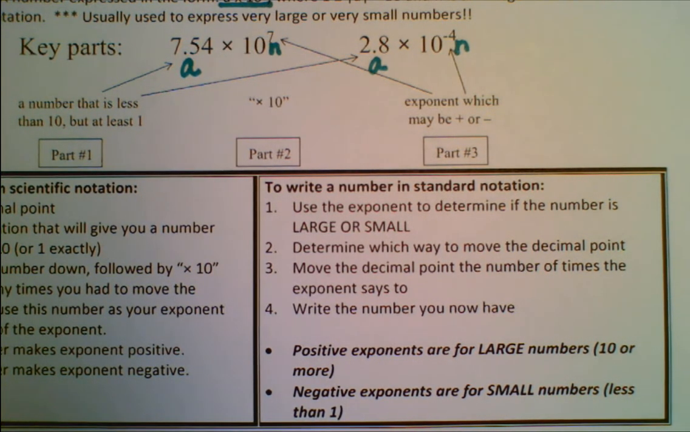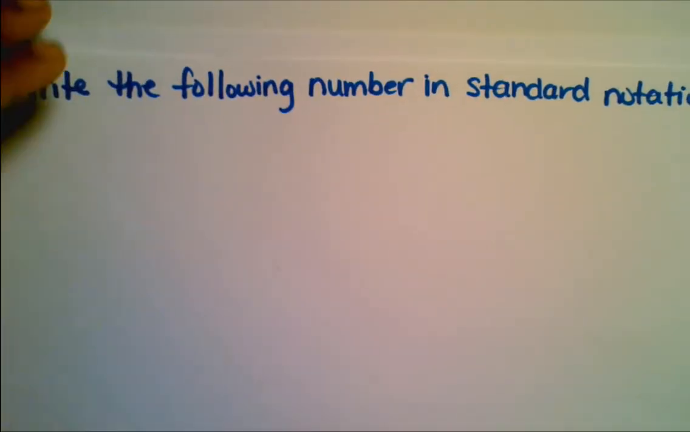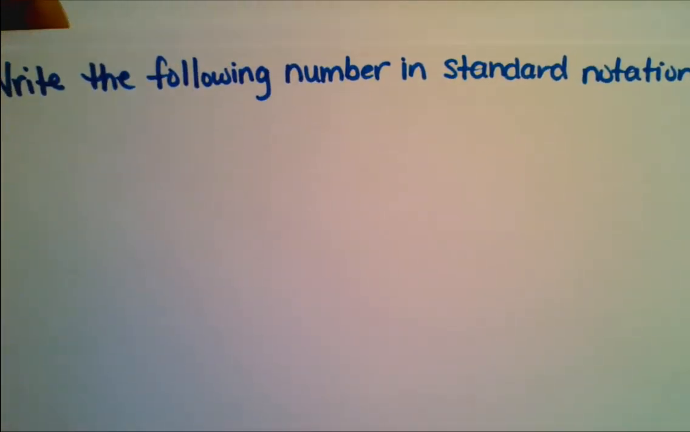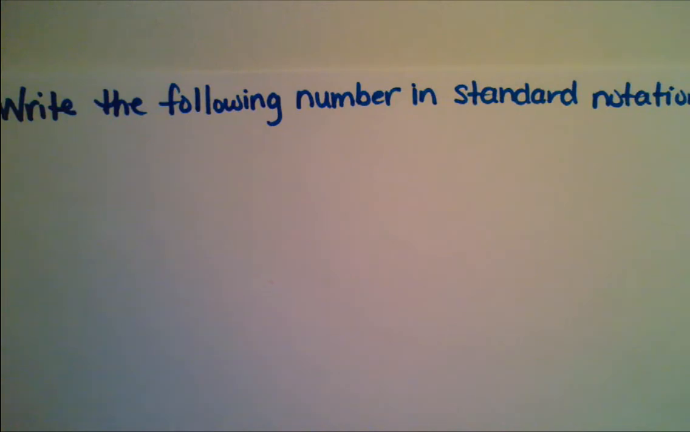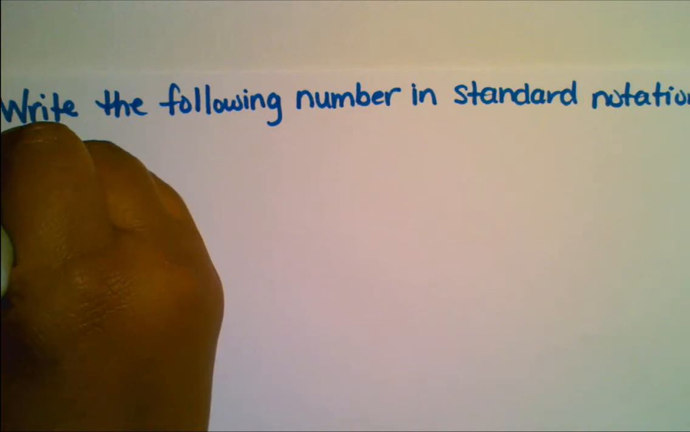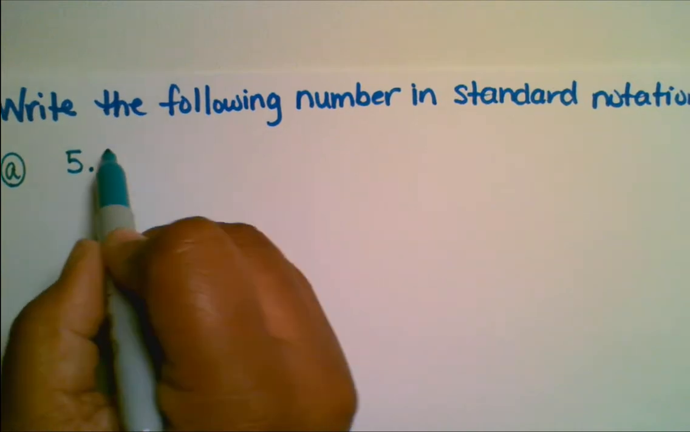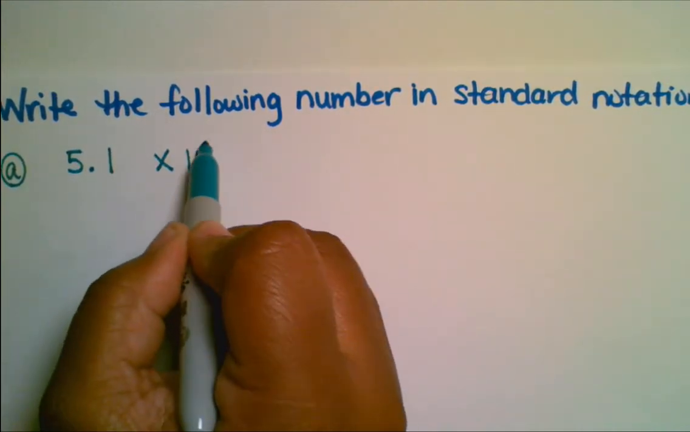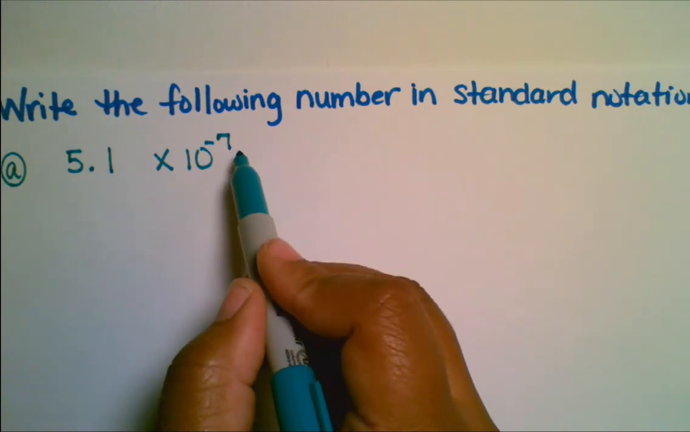So, for example, let's go ahead and do this. We're going to write this number that's in scientific notation, 5.1 times 10 to the negative 7, in standard notation. So first, let's take a look at the exponent. The exponent is negative 7.